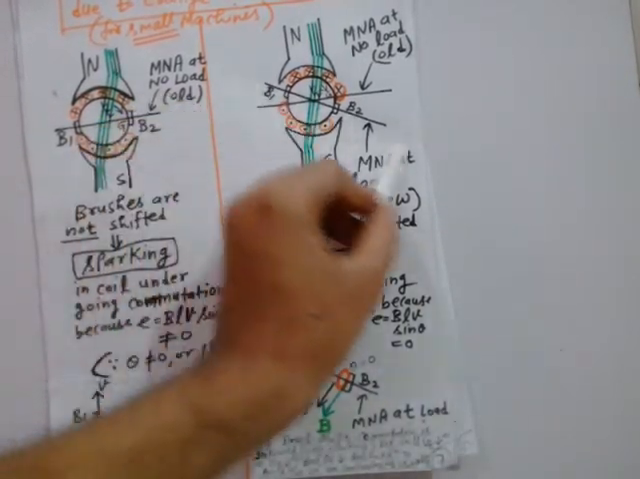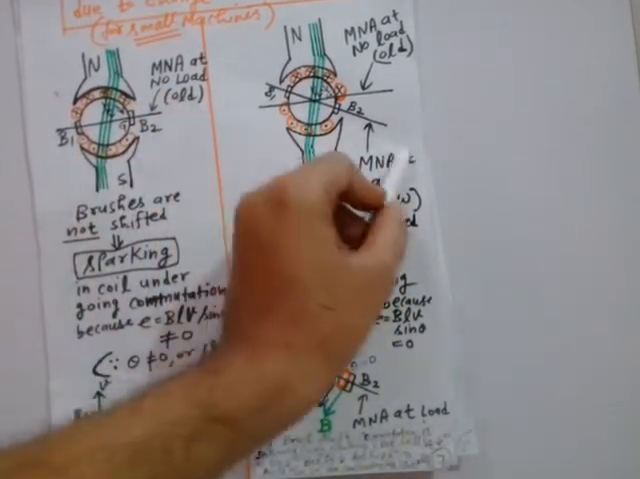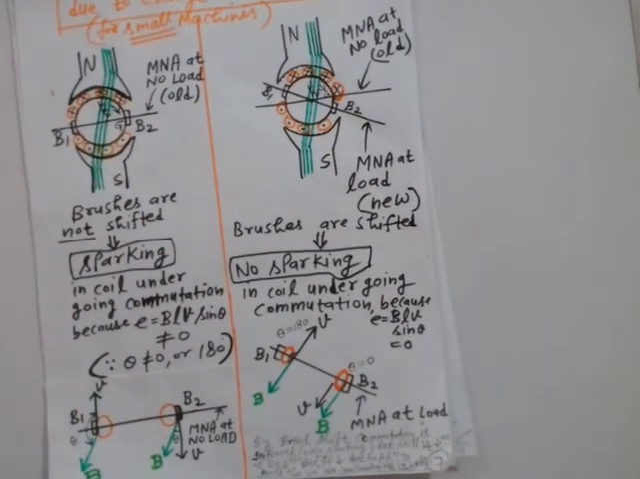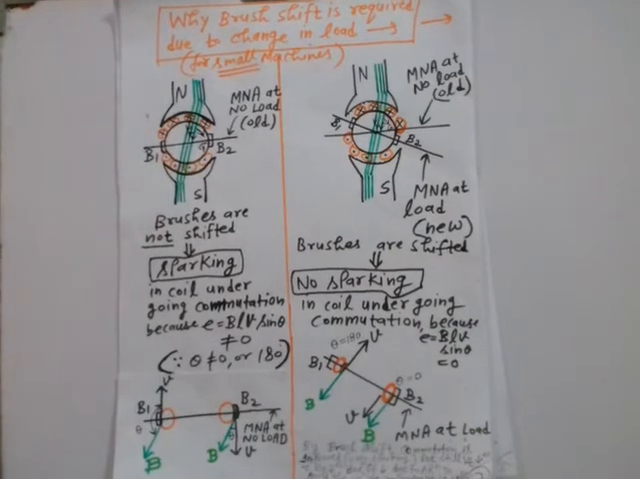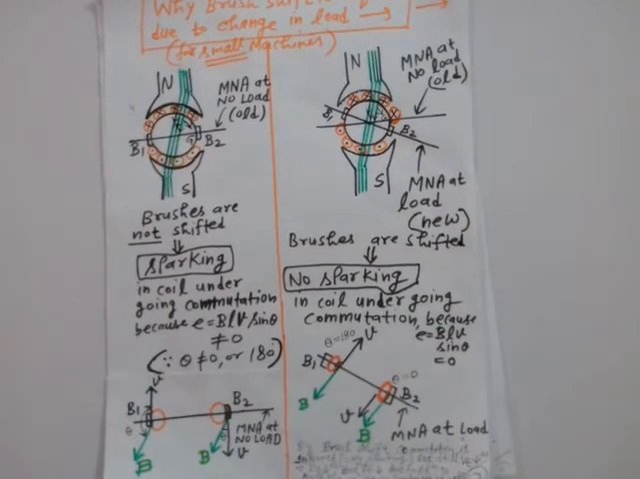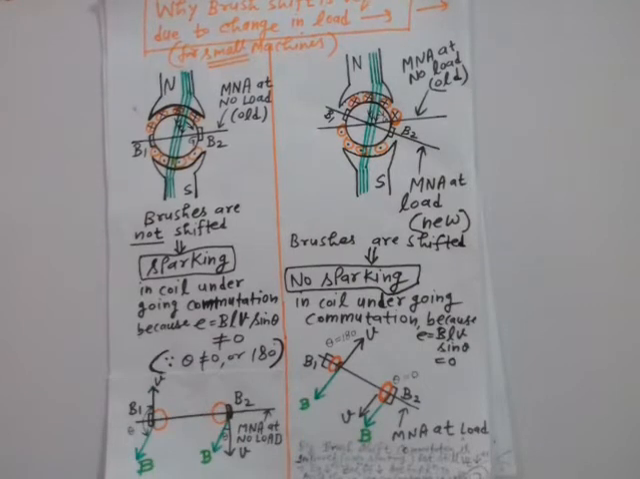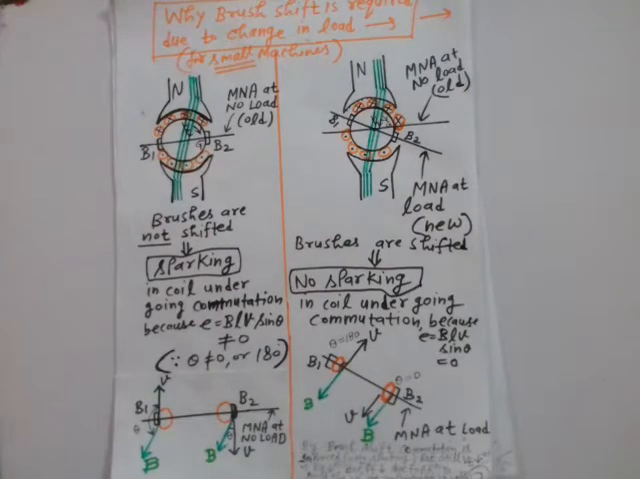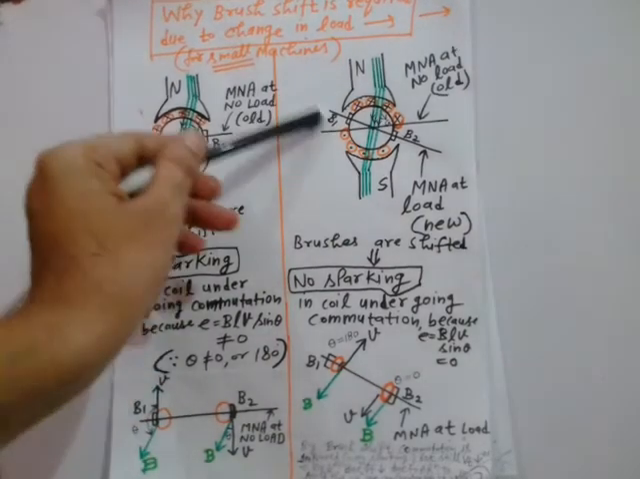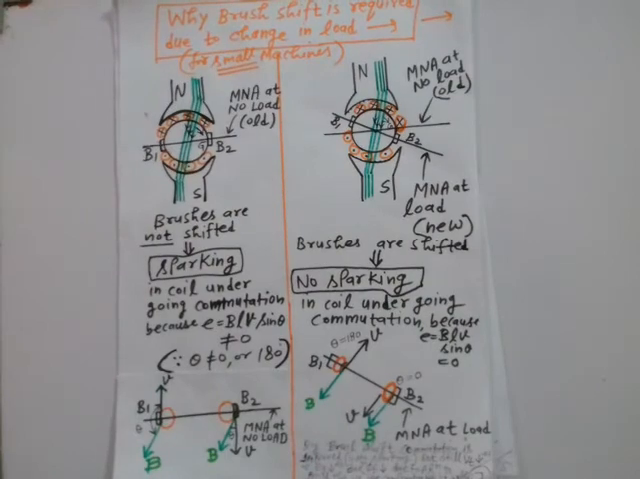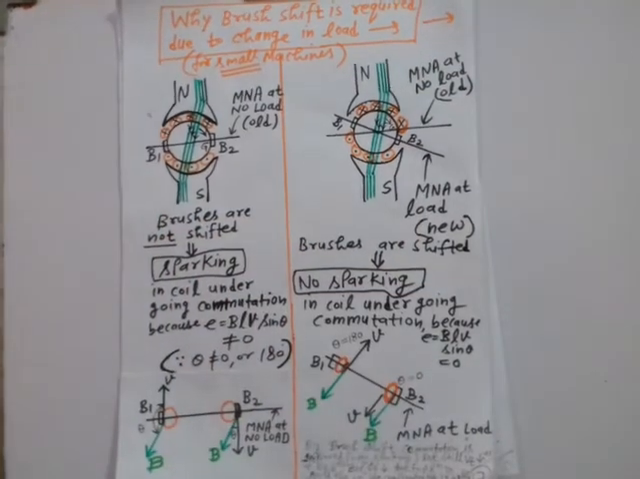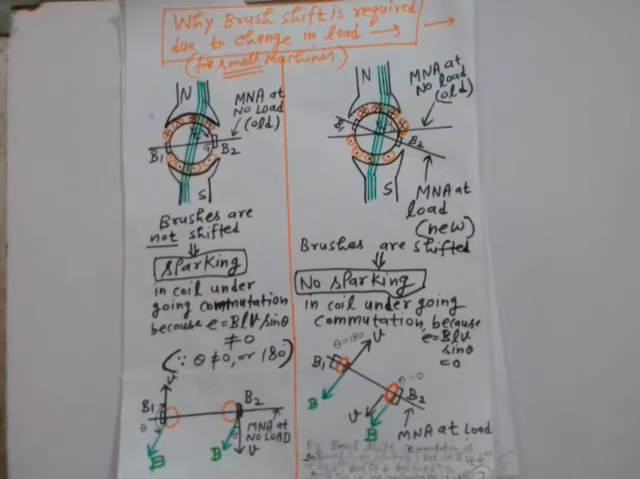So why is this magnetically neutral axis shifted? Because of change in load, right? When the load changes, the magnetically neutral axis will shift. I have already explained this. So that means every time the load changes, you must shift the brushes. Suppose the load changes 10 times, then you will have to shift these brushes 10 times. That is the meaning, right? And if the load changes 100 times, that means you shift this brush 100 times. Is it possible? See, this is not at all possible practically, right?